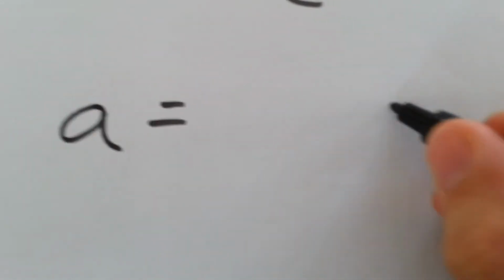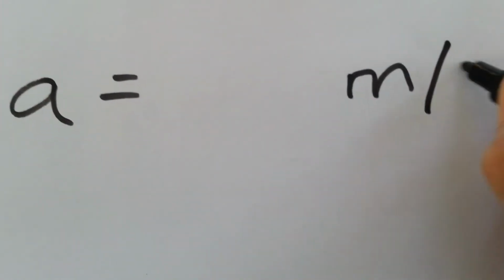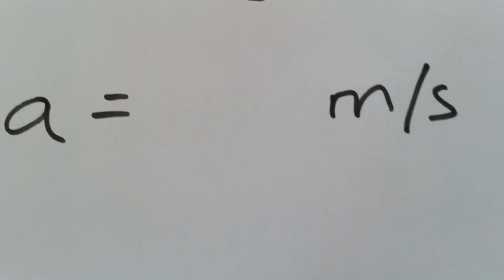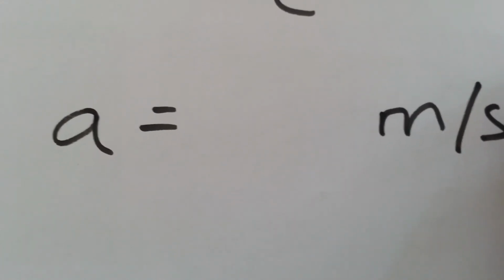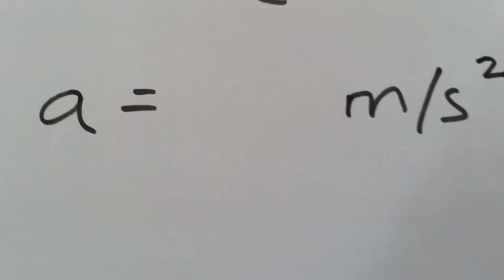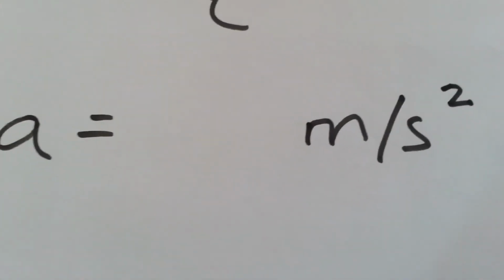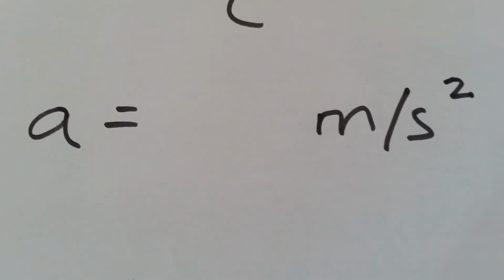Now remember, the units for acceleration, it's not just metres per second, so that's a common mistake, but it's how speed changes every second. So it's metres per second, and the neat way of writing that is metres per second squared. Okay, now you've got everything, it's over to you.